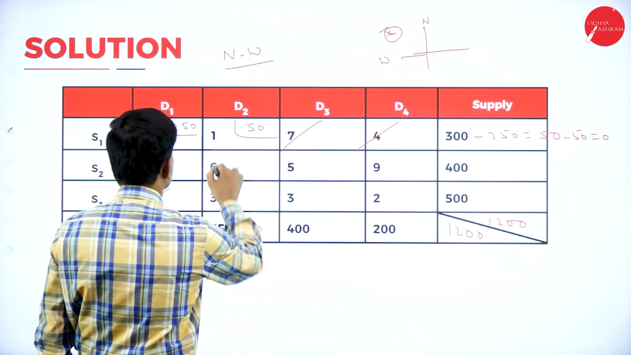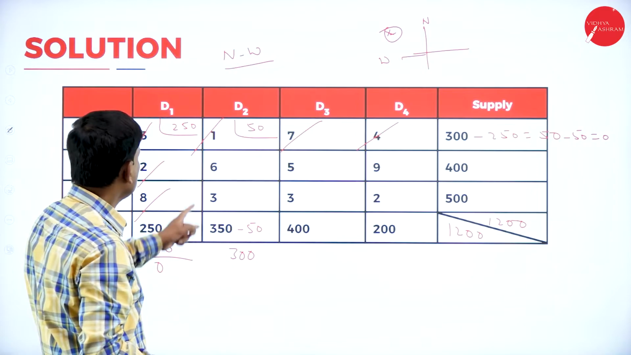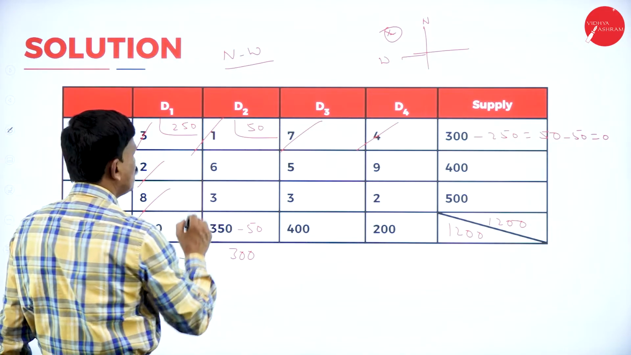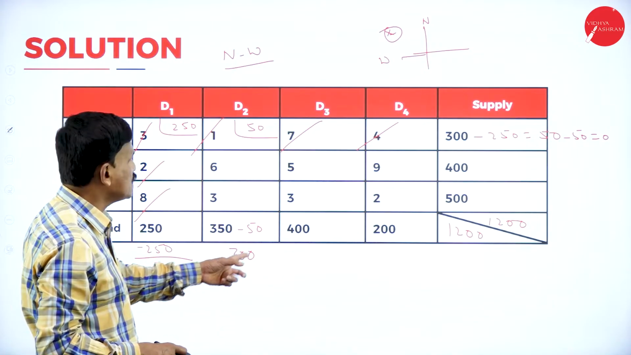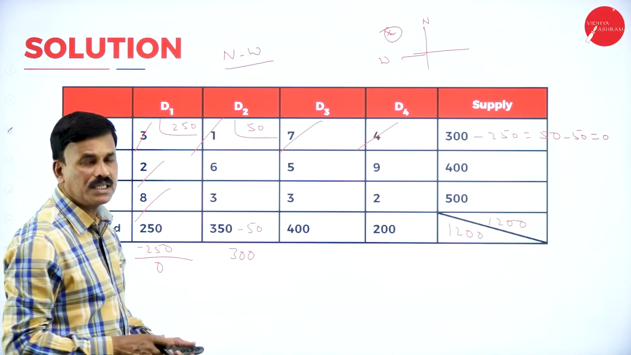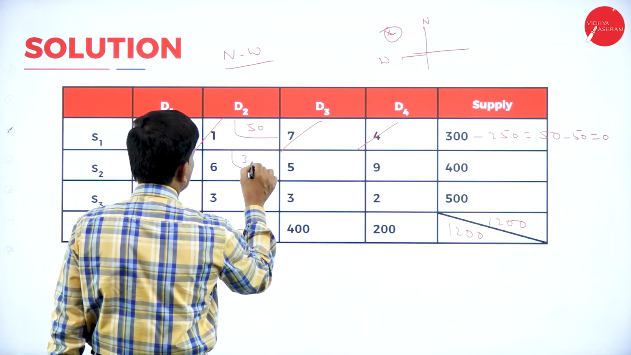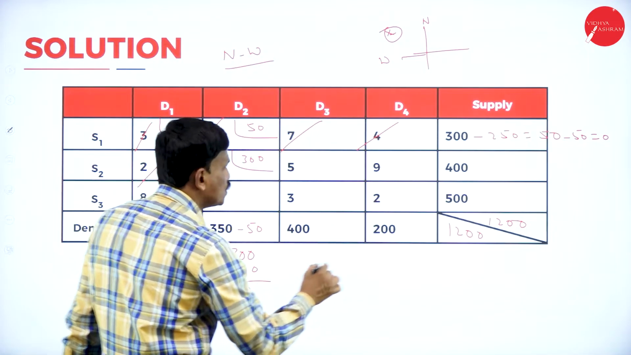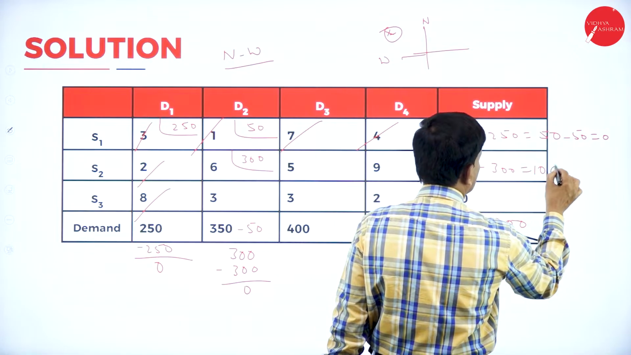Okay, you can cancel all the elements here. Now again in the next step, identify the northwest element. Here the next northwest element is 6. Find out the supply and the demand. Demand is 300 and the supply is 400, and 300 is minimum. You can allocate 300 here. 300 minus 300 is equal to 0. Here 400 minus 300 is equal to 100.